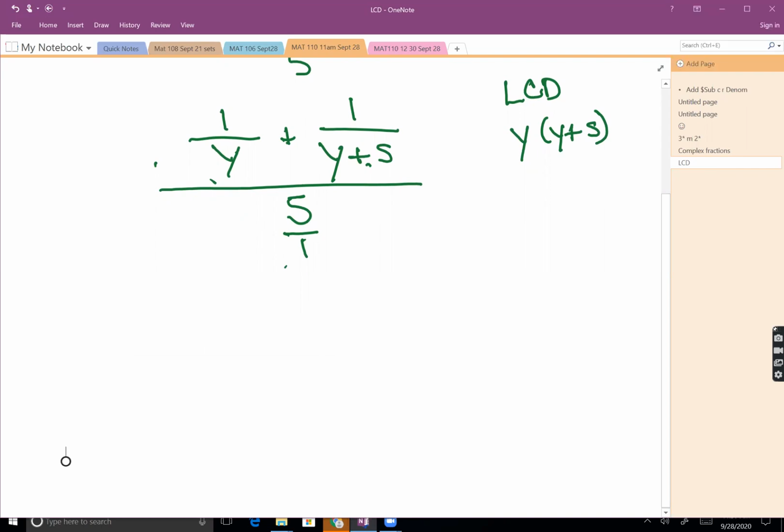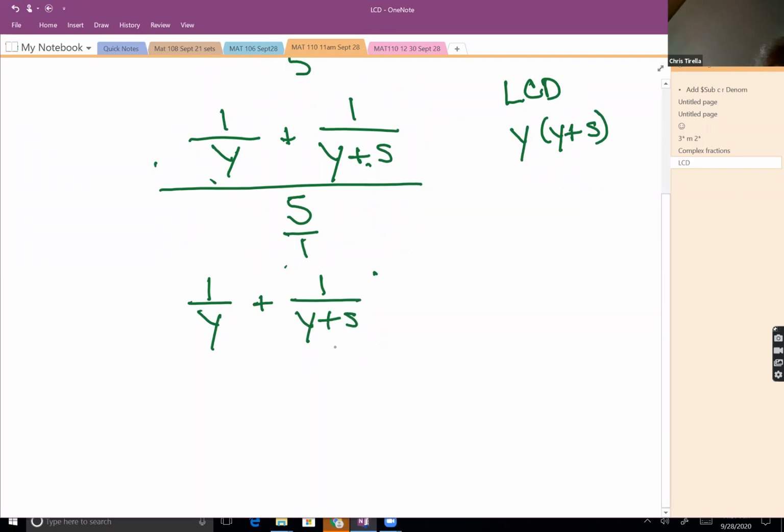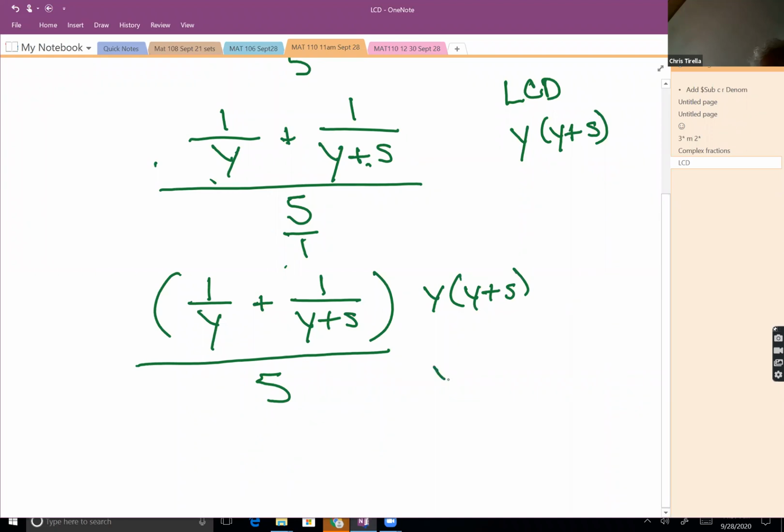So now we're going to take that 1 over y plus 1 over y plus 5 and multiply that by y times y plus 5. And whatever we do to the numerator, we have to do to the denominator. So we're going to multiply that times y plus 5.